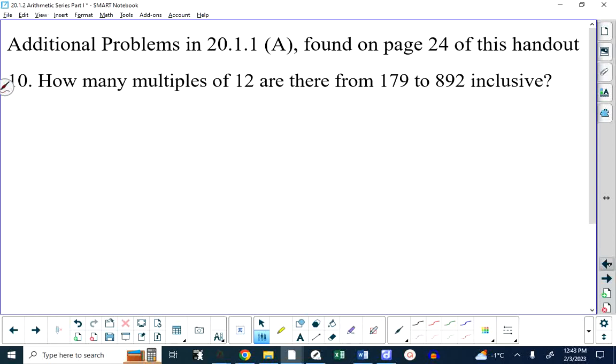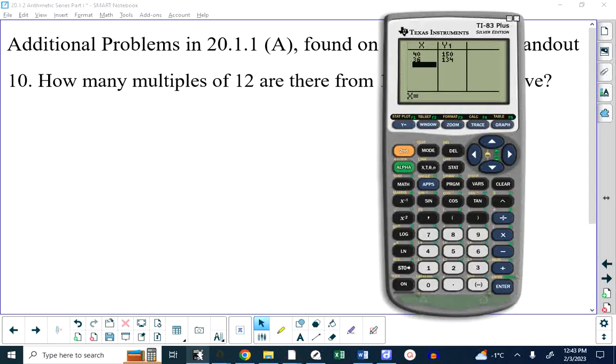And the only way really to do that is to figure out if 892 divides by 12 without decimal or remainder. And I'm suspicious that it does. It doesn't. Okay. So I want to solve this problem using a formula, but we have to do a little bit of sleuthing, a little bit of Sherlock Holmes work here.